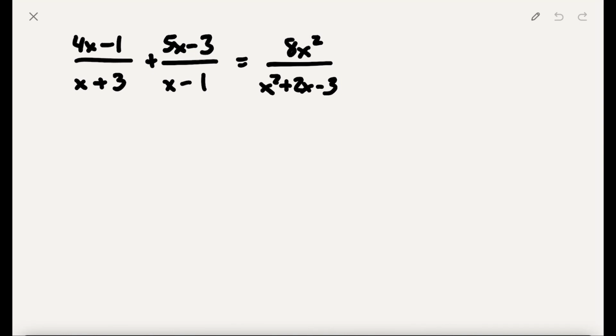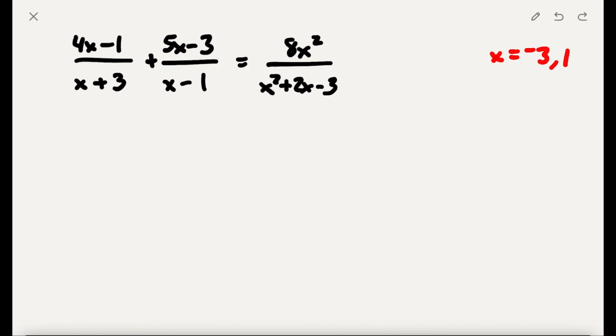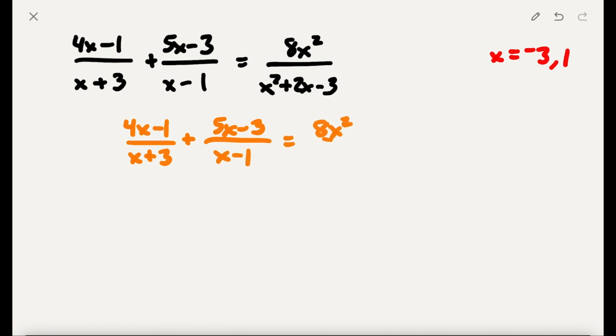All right, for this one, first thing I'm going to do is realize that x cannot be equal to -3 and x cannot be equal to 1 because it would cause a division by 0 here, here, and even here as well. So what we're going to do next is factor everything. So we're going to have 4x minus 1 over x plus 3 plus 5x minus 3 over x minus 1 is equal to 8x squared over x plus 3 times x minus 1.